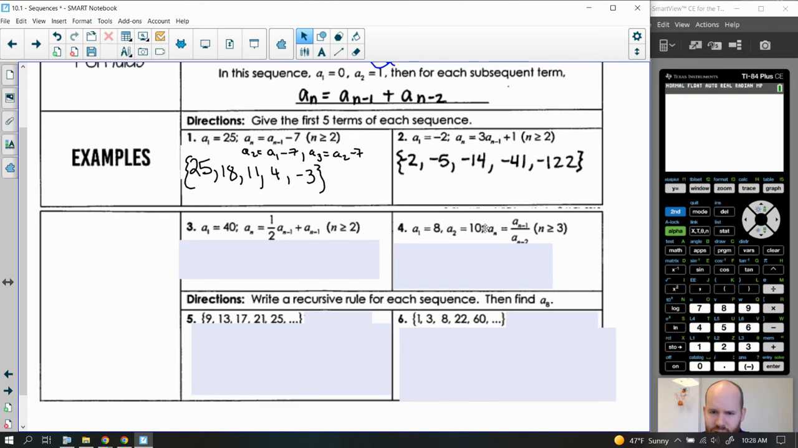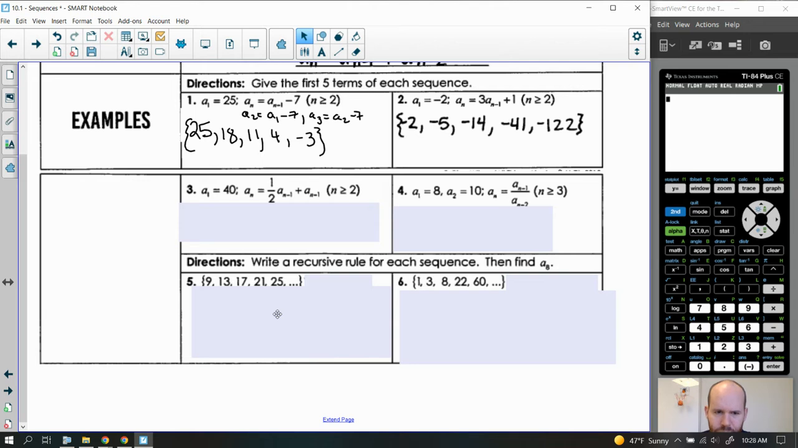Here are a couple of other practice questions if you'd like some extra practice, 3 and 4, but I'm going to skip right down to question 5 here. Write a recursive formula for this sequence and find a sub 8. So I want to find a formula for the 8th term and then compute that 8th term, a way to kind of figure out what the next terms in the sequence are.